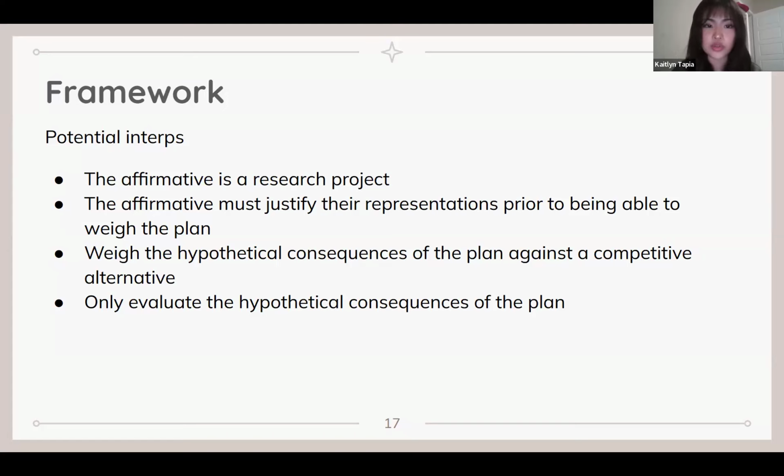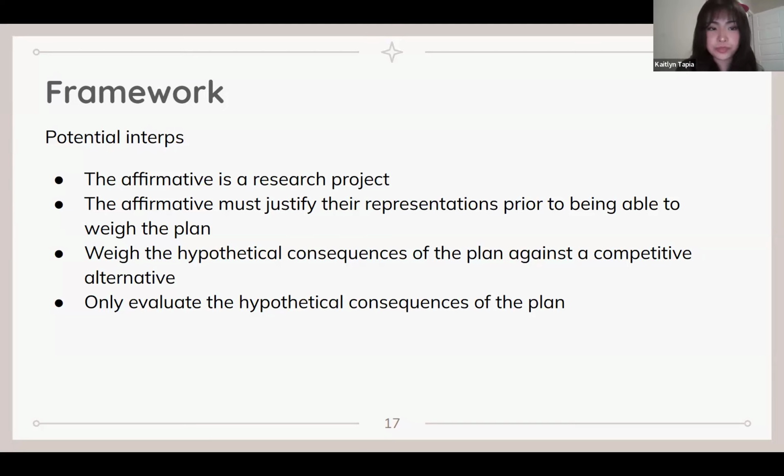And so it's pretty similar to saying the affirmative is a research project, but it is saying that they do get to weigh their consequences, but only after they prove that their research project is good, right? And so it is a little bit different there. It seeks to strategically cushion a little bit of the affirmative's offense there on framework.